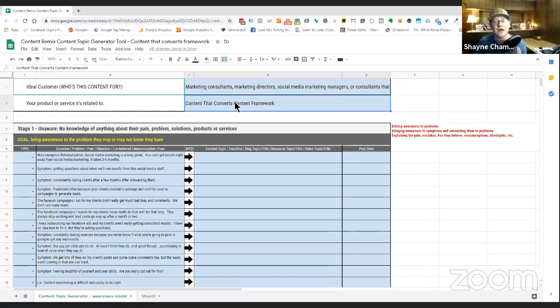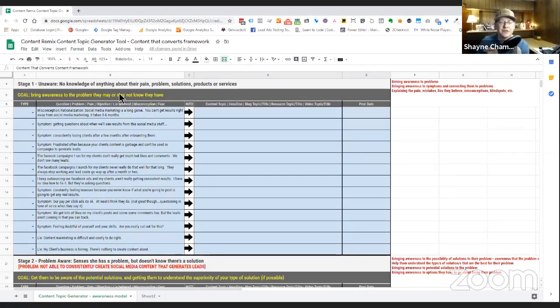And so if I know that, I can be very specific about what I say to that person and the problems that they're experiencing and speak to that. So the first stage of my content topic worksheet here is the unaware stage, right? Now, this unaware stage is, in my opinion, the most powerful part of this, because this is where the revelations happen. And it's the same way for your customers.